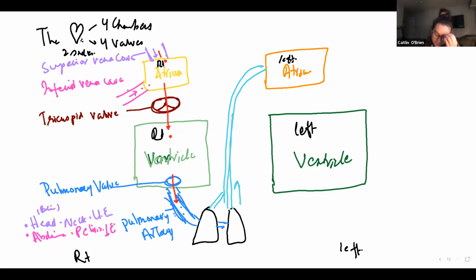Okay. And what we will call this blood vessel here is the pulmonary, because it still has something to do with your lungs. But there will be veins. So pulmonary is because it is still related to the lungs. But veins.